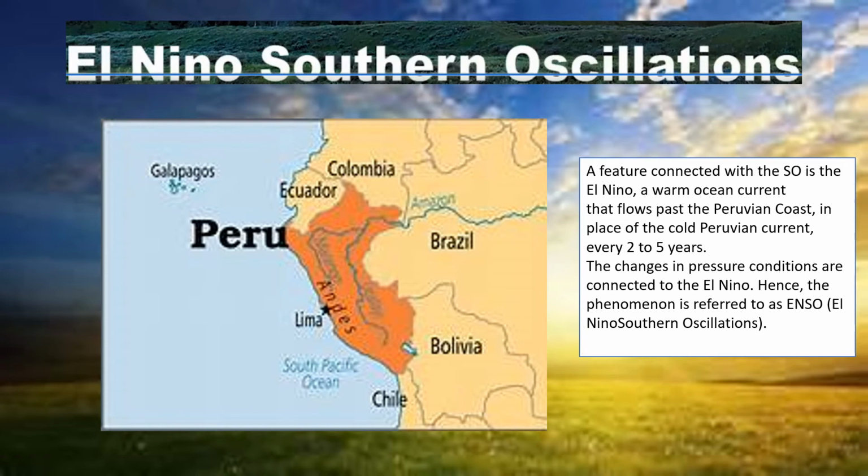When such a scenario takes place, India will not receive monsoon, or India will receive only very little monsoon, which can lead to heavy drought. So El Nino plays a very important role in the monsoon of India.